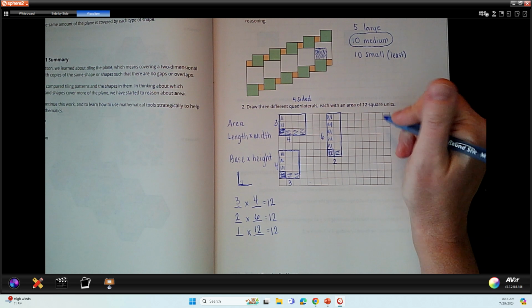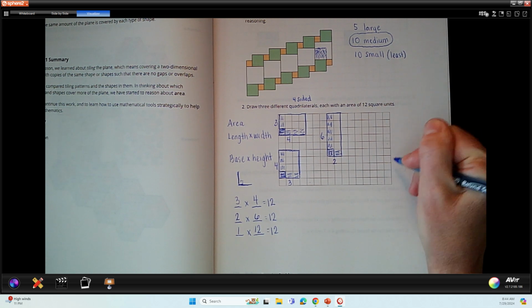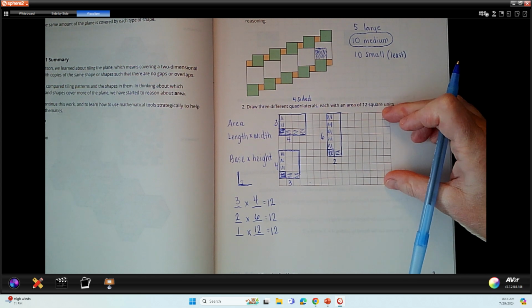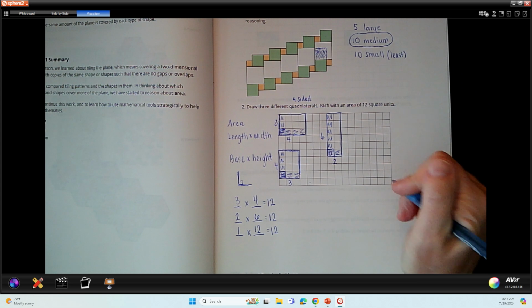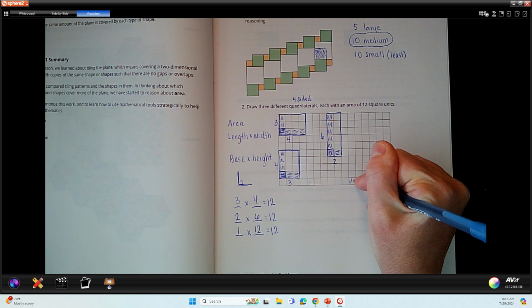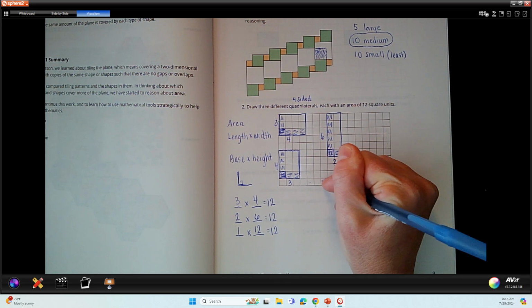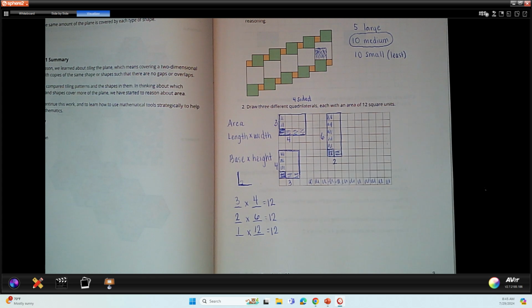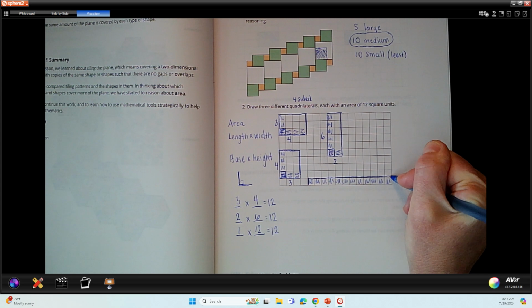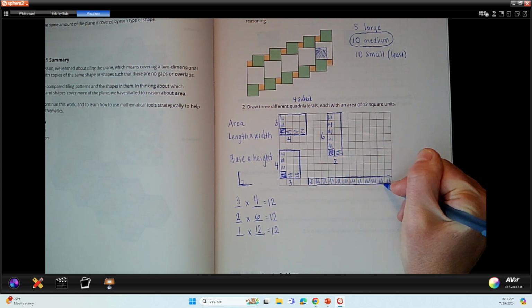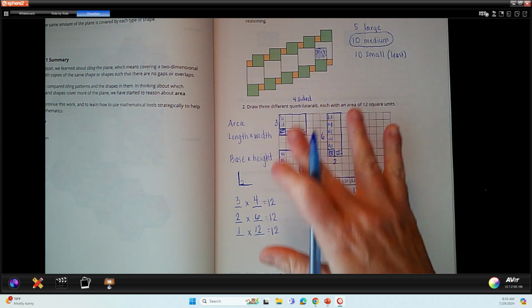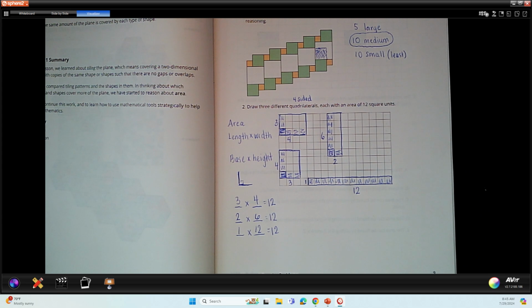What about up and down? 1, 2, 3, 4, 5, 6, 7, 8, 9, 10. So I don't have enough to make it 12 tall. It's going to have to be 12 as the base. So I'm going to go across. 1, 2, 3, 4, 5, 6, 7, 8, 9, 10, 11, 12. Just enough room here. And my height is just 1 unit. So it's literally just 1 bar all the way across. The base is 12 and the height is 1. 1 times 12. So all of these have an area of 12 square units.